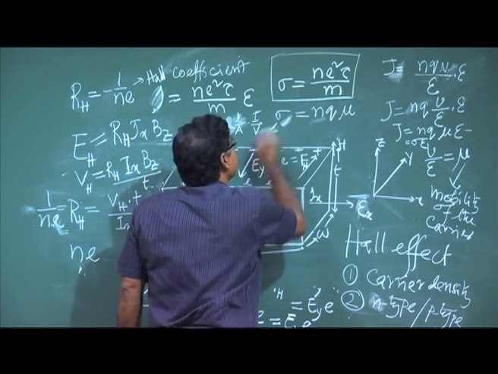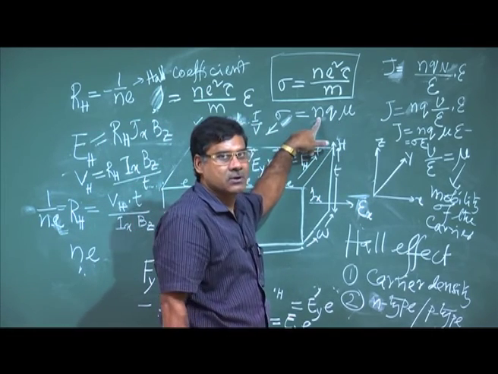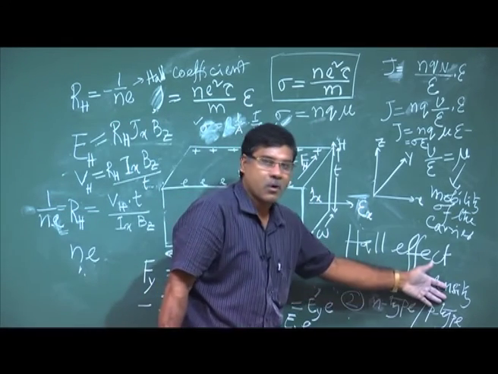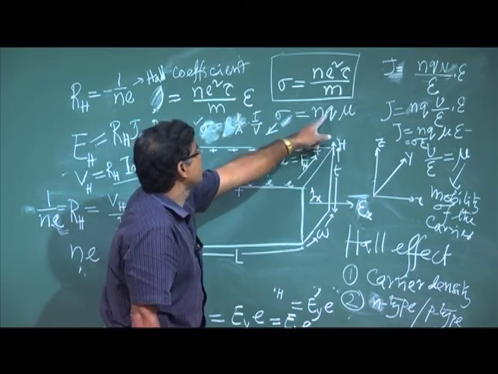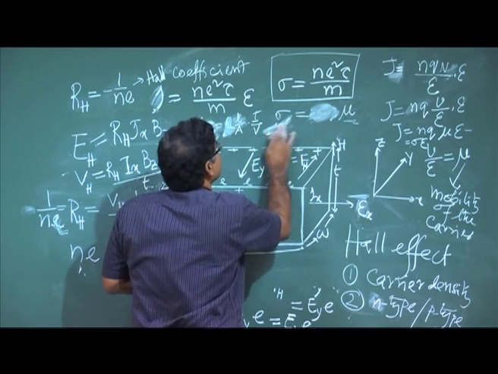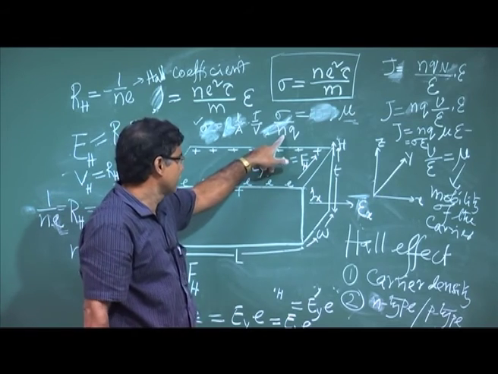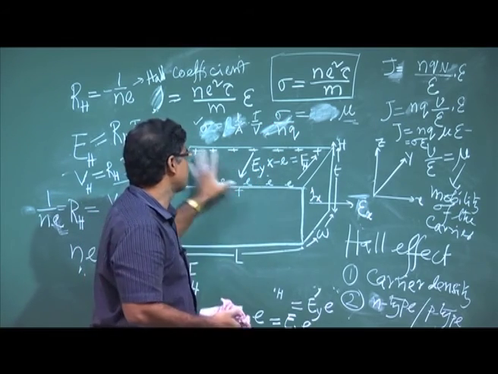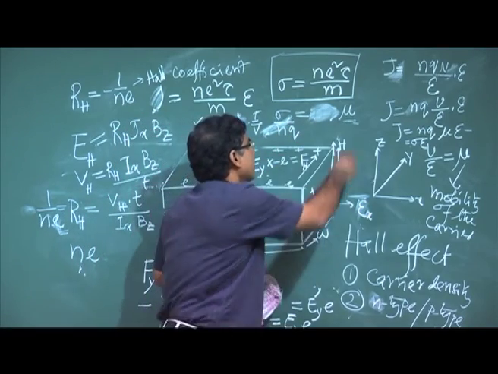Now, if sigma is known, conductivity is known, and n is known now, because from Hall measurement I can get the carrier density. So, n is known, then you can find out this mu. So, mu you will get in terms of sigma by n e. So, n from Hall measurement one can get, sigma one can get from resistivity measurement, and then one can get the mobility.